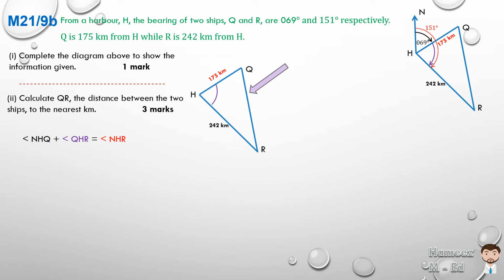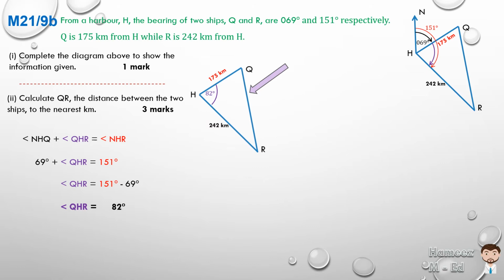When we add up those two things, it gives us the entire angle NHR. And we have two of those, so 69 degrees plus angle QHR, which is what we want to find for this triangle, is equal to 151 degrees. So QHR is equal to 151 minus 69, which works out to be 82 degrees. So we can now place that into the triangle.